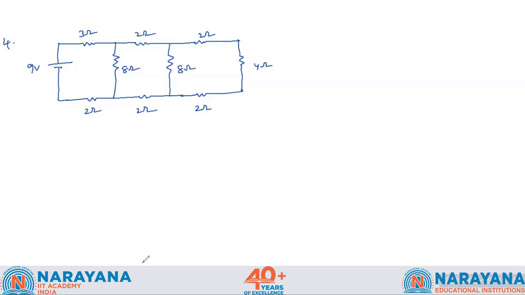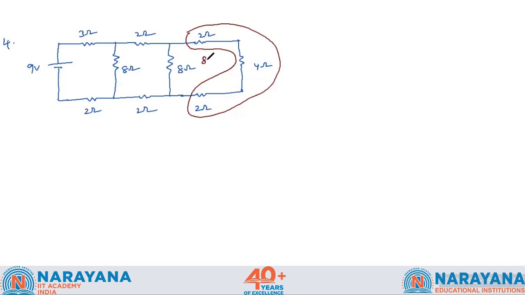So check this. Here, if you have observed, these three are in series, and the effective resistance of this will be 8 ohm. I will write this. For this 8 ohm, this other 8 ohm is in parallel.